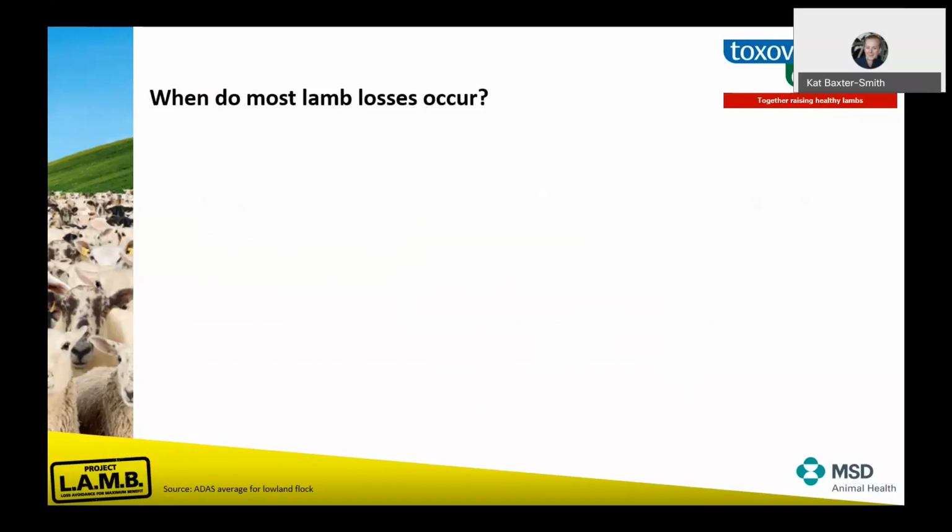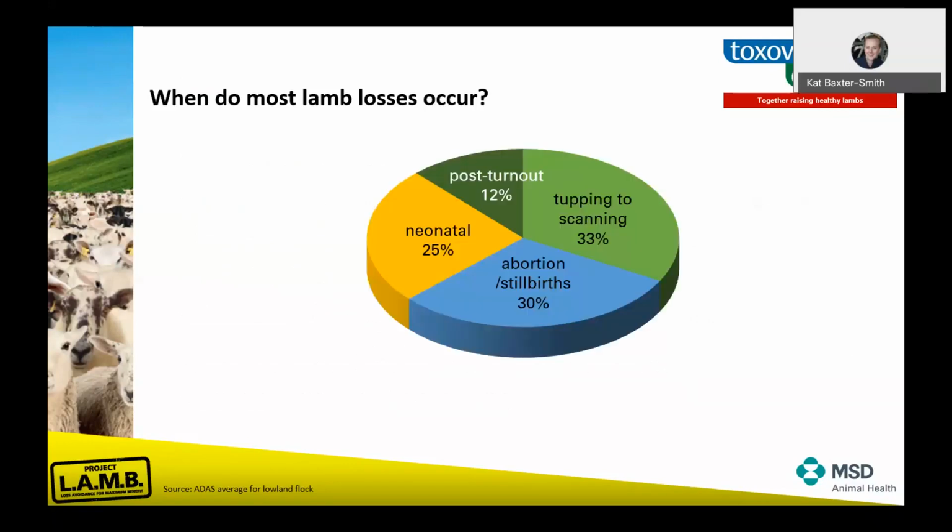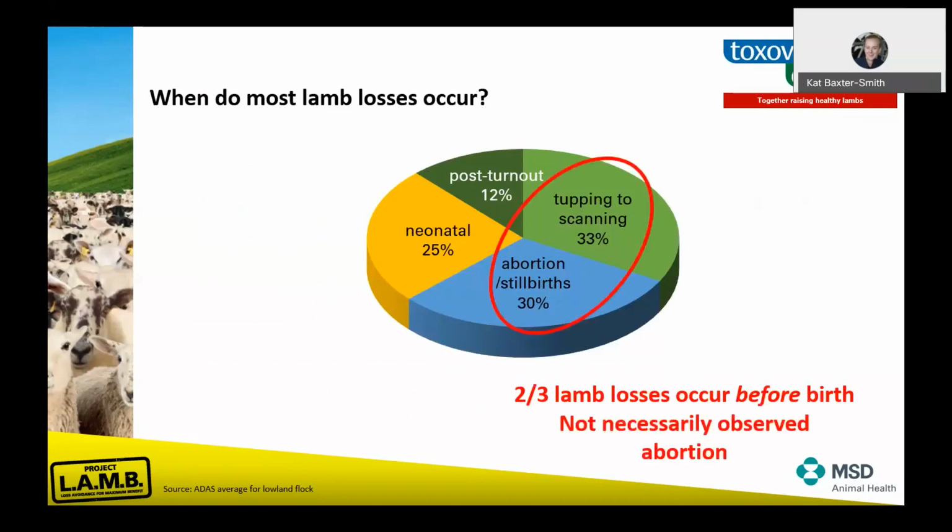So when do most lamb losses occur? Actually, it's quite surprising, and many people don't realise that the vast proportion of lamb losses occur before birth. A third of lamb losses occur between tupping and scanning. Your farmer might have a flock that has been through tupping, and when scanned, he's got a proportion that he thinks are empty and possibly barren, but actually they could have been in lamb and lost the lamb between conceiving and scanning. The farmer would write these off as empty or barren, but actually there might be an infectious cause.